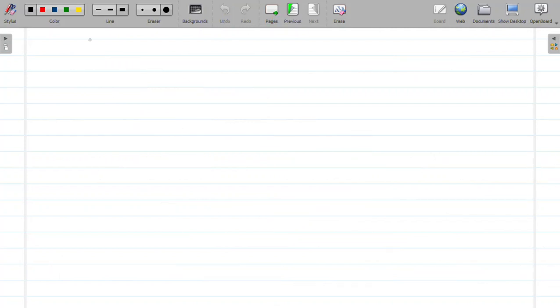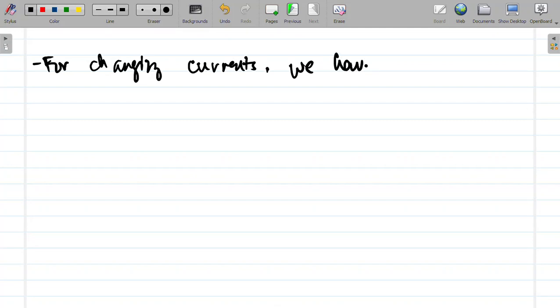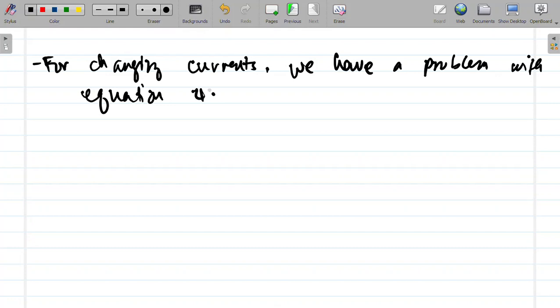Let me write on the other side. Now, for changing currents, then we have a problem with equation 4, because it is not 0 equals 0; 0 equals some other value. So, we have a problem with equation 4. So, what Maxwell did here was fix Ampere's law. So, how did Maxwell fix Ampere's law? James Clerk Maxwell.